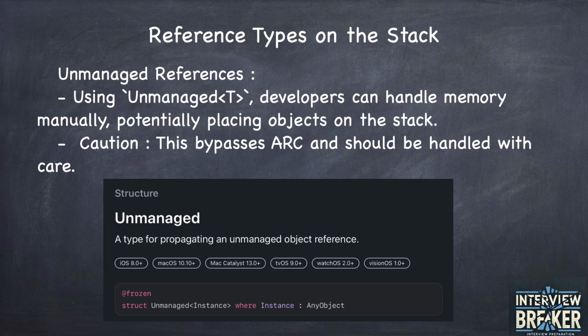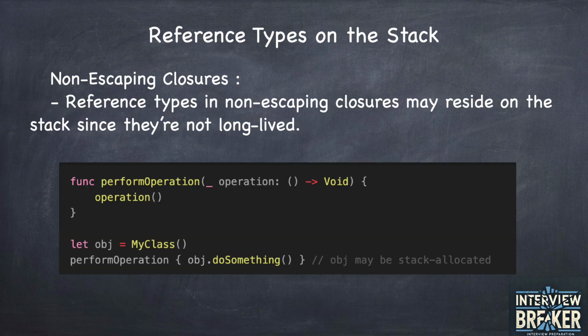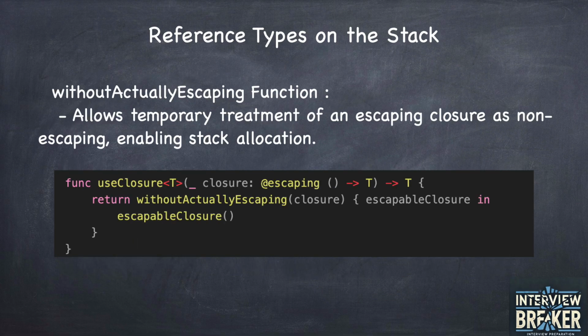Unmanaged references, using Unmanaged<T>: developers can manually handle the memory of reference types, potentially storing references on the stack. Caution: this is unsafe and bypasses ARC, so it should be used with care. Non-escaping closures: reference types captured by non-escaping closures may be optimized to reside on the stack since they don't outlive the function scope.